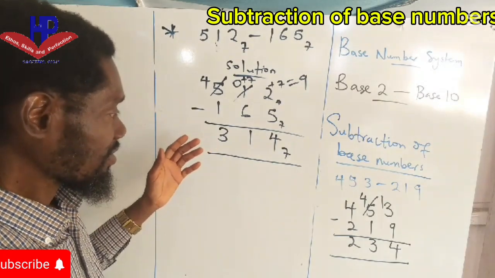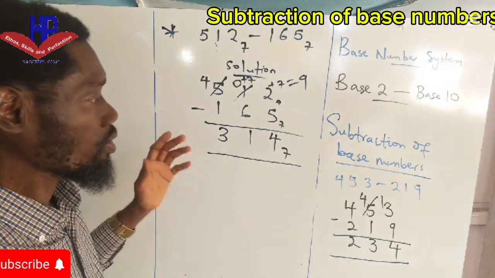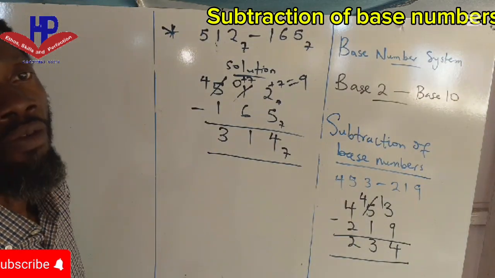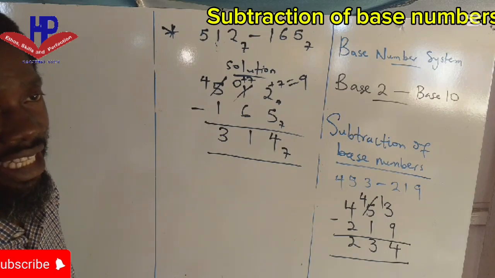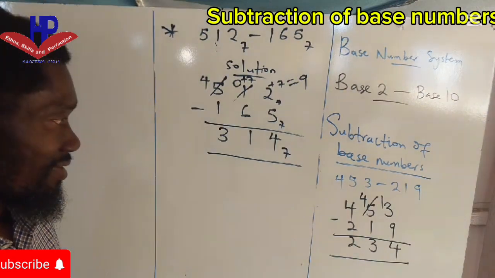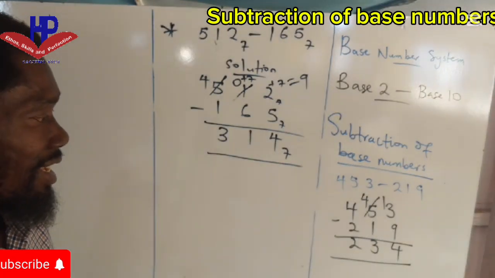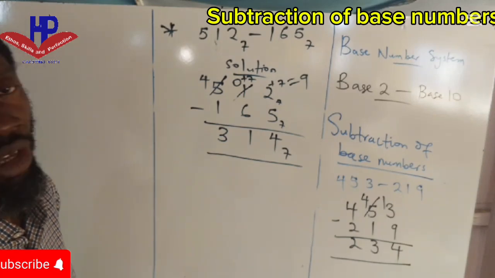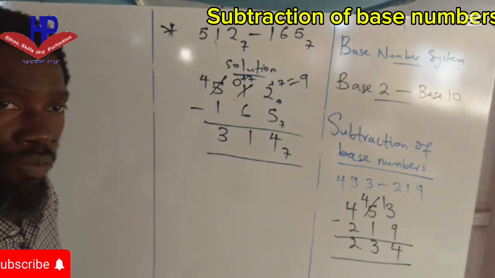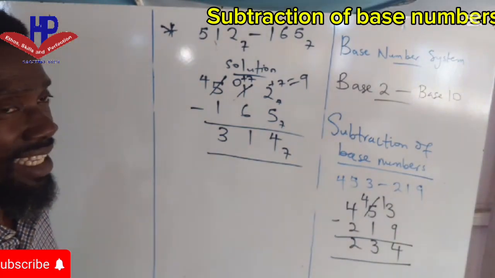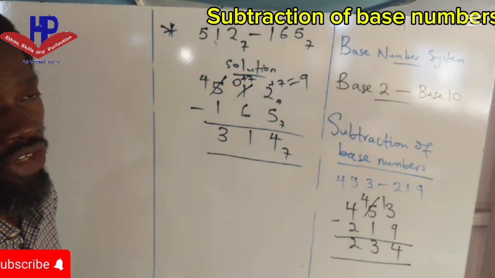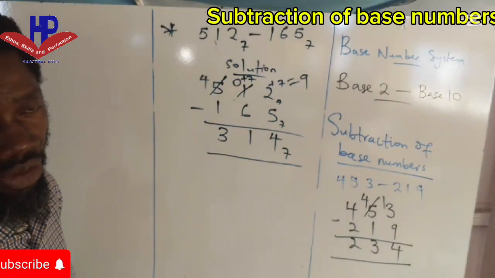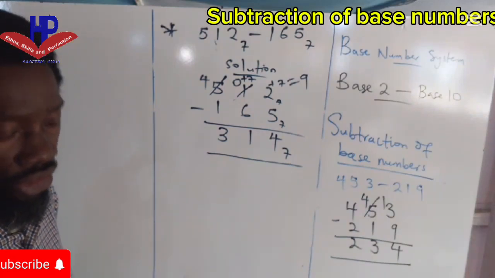So you can see that this is how you subtract numbers of all kinds of bases that are less than 10. This is the method you apply. So whenever you're subtracting numbers, the base should be considered. If you know what the base is, you can easily deal with such numbers.